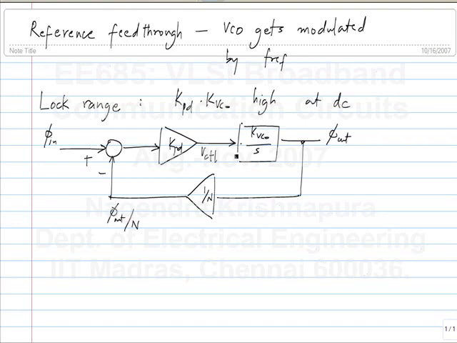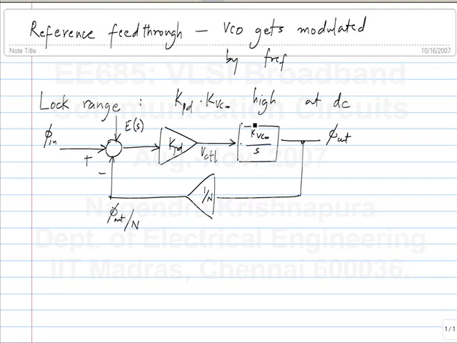What do we need to do to widen the lock range? KPD times KVCO should be high, but we saw that if we just make it high at all frequencies, we have a problem with reference feed through, right? Because the reference feed through feeds at the same point as phi in. So what do we have to do? What if the reference feed through has some transfer function to the output, that is this E of t, or in this case E of s, there is some transfer function between E and phi out.